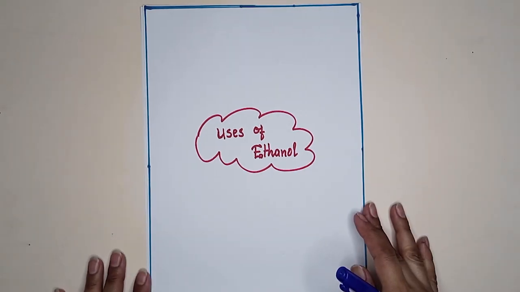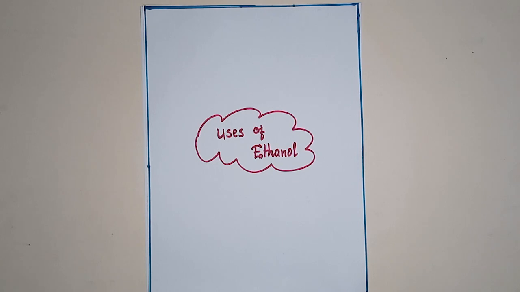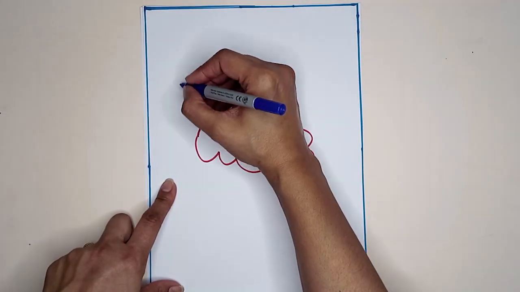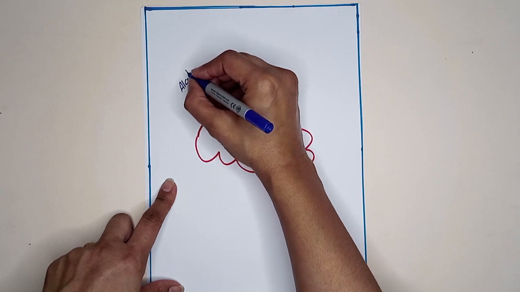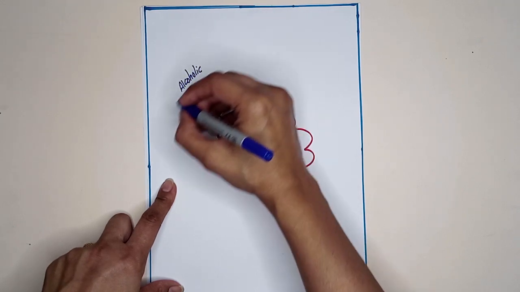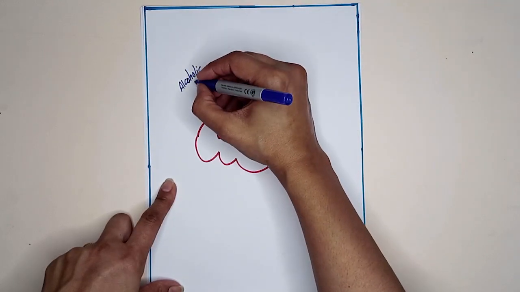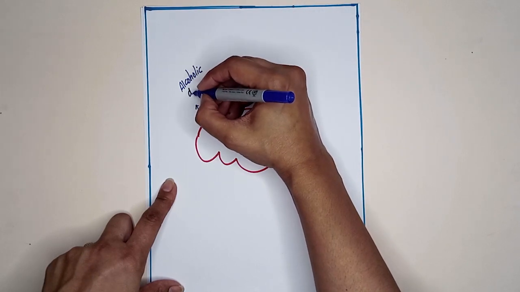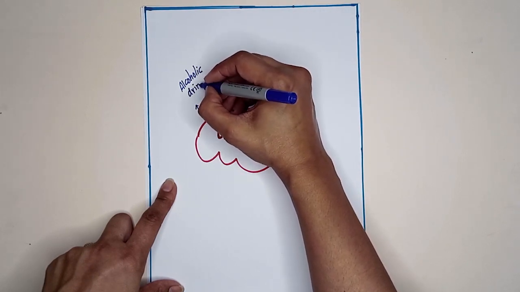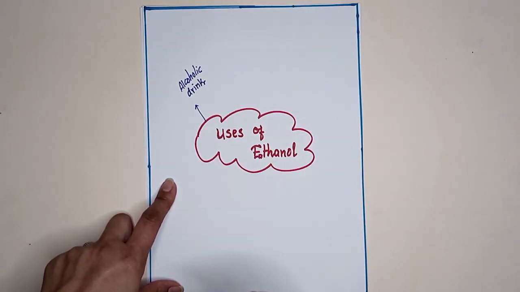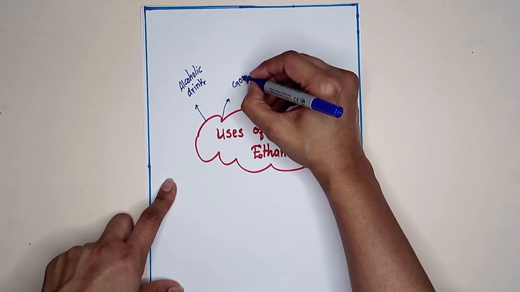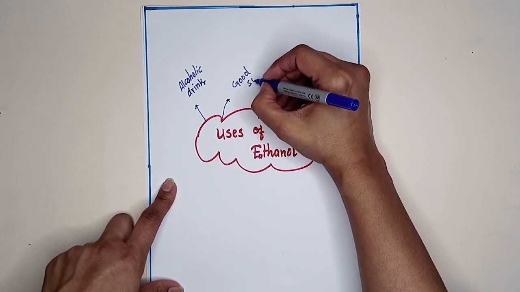Now we have to look at the uses of ethanol, where ethanol is basically used. The very common use of ethanol is in alcoholic drinks. Methanol is a little poisonous, so it is not used in such alcoholic drinks. Methanol is not favorable to use in alcoholic drinks. Alcohols are also very good solvents.